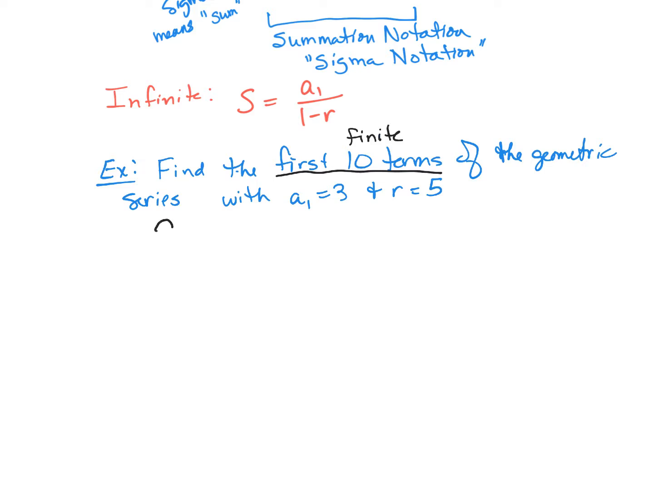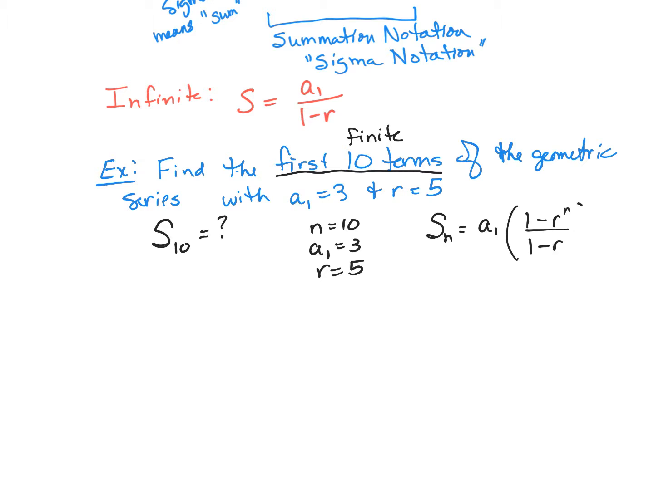So we are going to be finding S sub what? Yeah, for the first 10 terms, it would be S sub 10. So what we know, that's what we're looking for. So we know n has to be 10, a sub 1 is 3, and r is 5. This is just a plug and chug, isn't it? So what's our formula? There's our formula, correct?